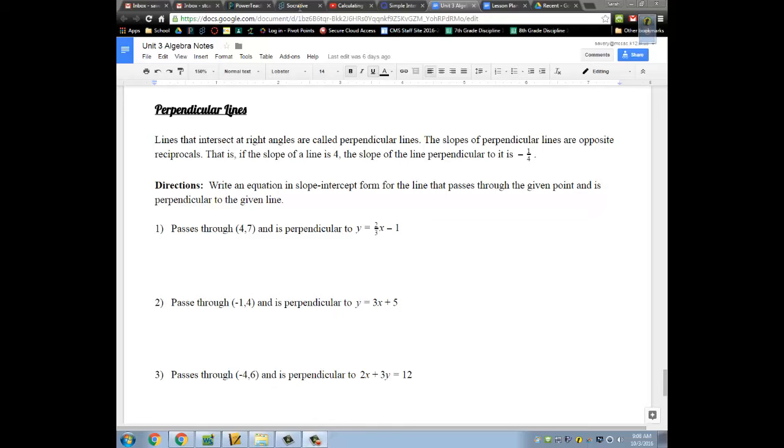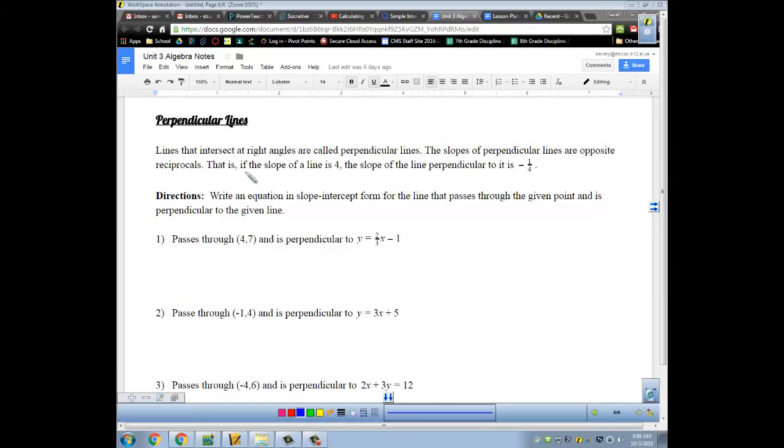Today we're talking about perpendicular lines. We know from our notes last week that parallel lines mean that we have the exact same slope. Perpendicular is going to be the complete opposite. So for perpendicular, they're literally opposite reciprocals, which means, let's say we had a slope of 4.